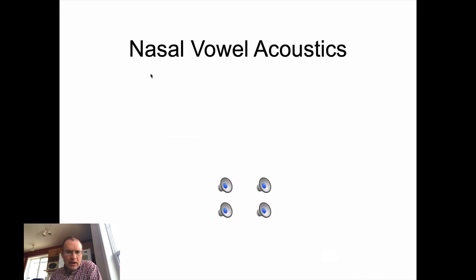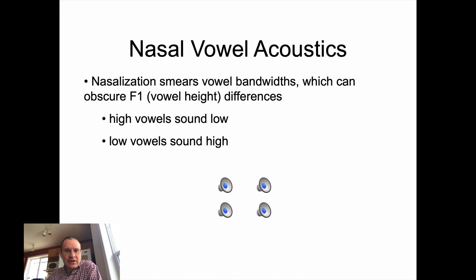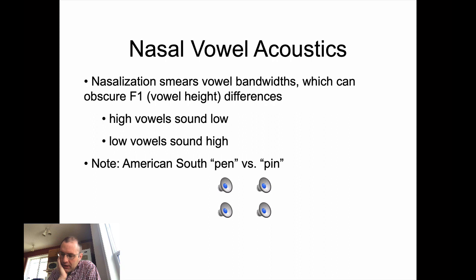So because nasalization smears vowel bandwidths, it can obscure vowel height differences. We kind of heard that a little bit with the French examples. High vowels can sound low or lower, and low vowels can sound high or higher. And this is an interesting phenomenon.